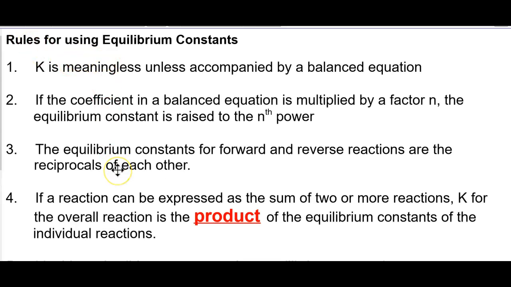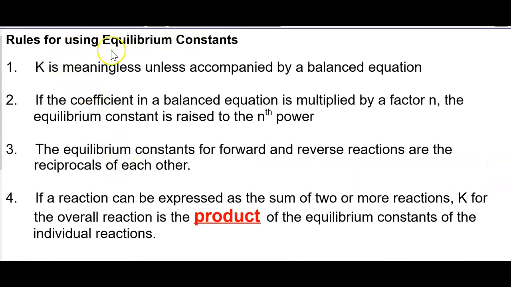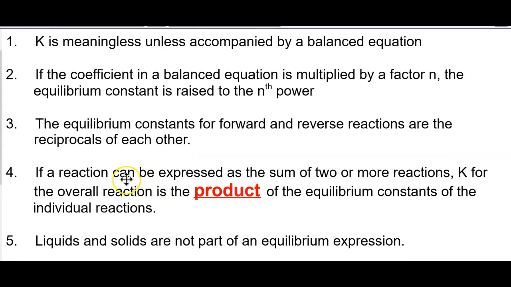So here are the rules that we just kind of talked about, and then some additional ones. Rules for using equilibrium constants. You have to have a balanced equation. If the coefficient is multiplied by a factor n, then the equilibrium constant is raised to that power. That's the last rule we just mentioned in 3c. The equilibrium constant for forward and reverse reactions are reciprocals of each other. This is what we did for 3b. We're going to talk about rule 4 here when we get to example 5.